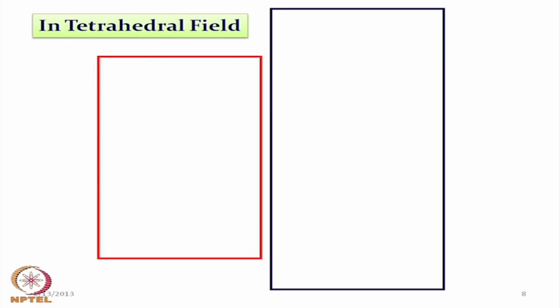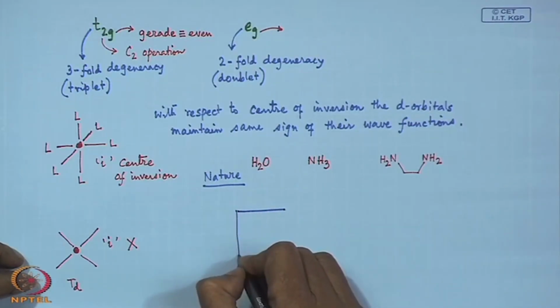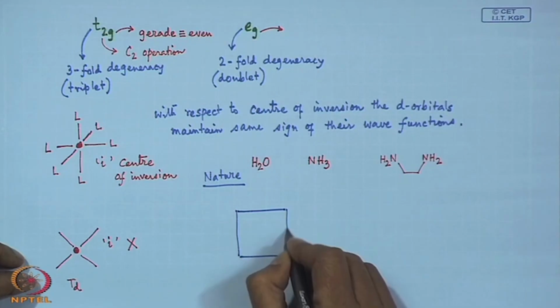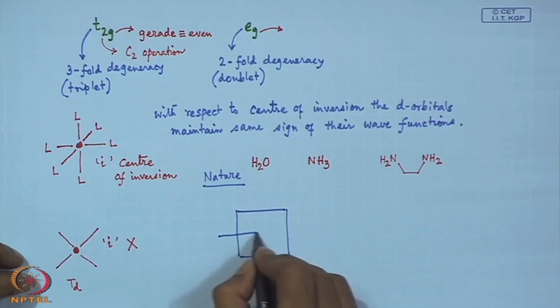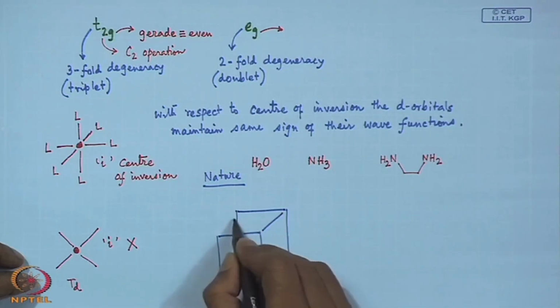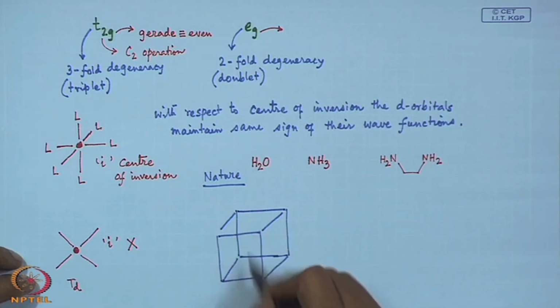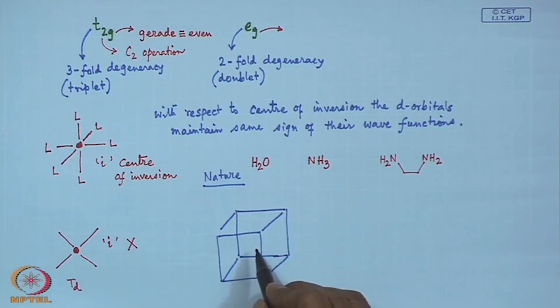So, now if we move to the tetrahedral field, we will find that the situation is changing, because in the octahedral field we are just looking at the 4 plus 2, 6 faces, and the centers of the faces are occupied by the ligands.